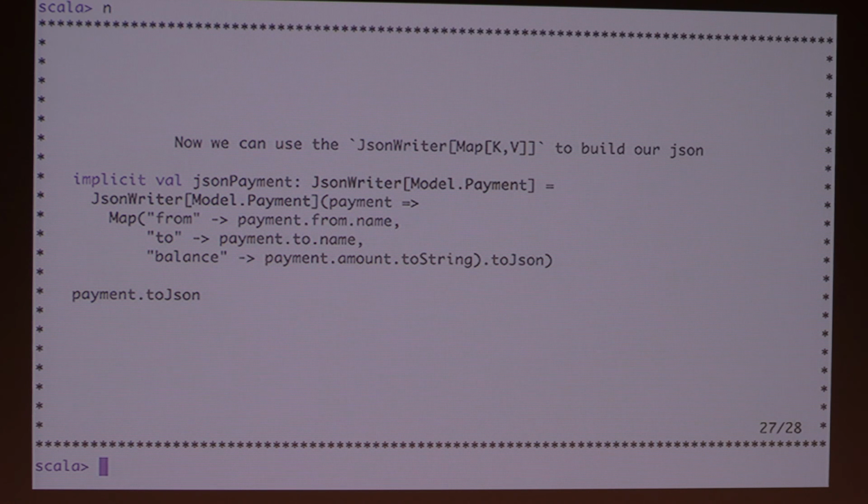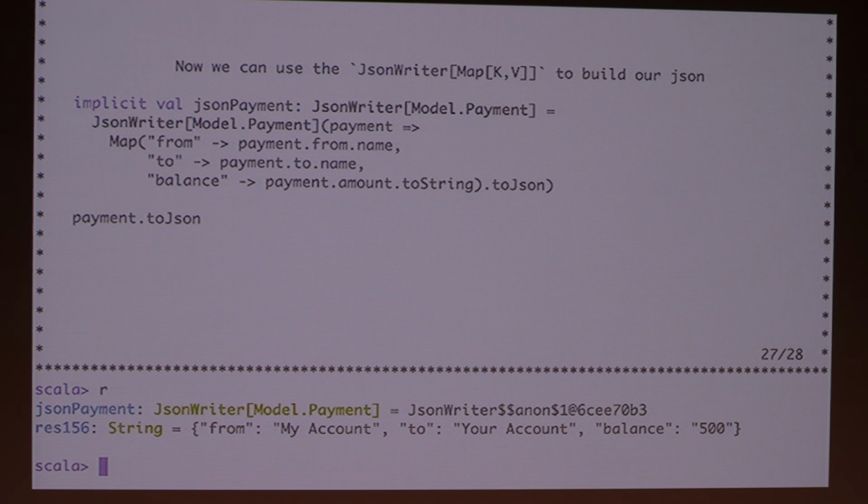Now we can use this for our model again. So what I do here is I make a JSON writer for model payment in this case, which contains 3 fields: the from account, to account, and the amount of money that has to be transferred. And what we can do here is we can just create a map of the items, and because we have a JSON writer for maps available, we can do toJSON on this to create a JSON writer for models here. And now if we do payment, which is our value object we defined earlier, we can actually output this to a nice string form, JSON format.